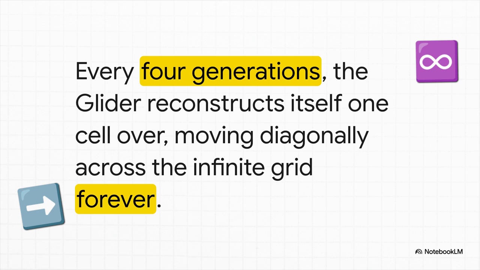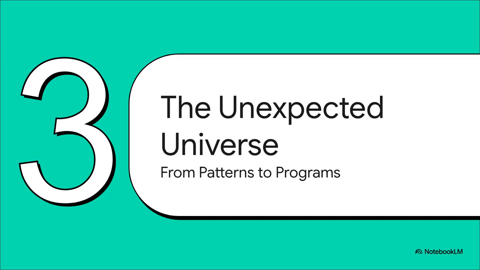It's a little packet of information that can travel across this infinite grid forever, as long as nothing gets in its way. This was a huge discovery. The moment the glider was found, it opened up a whole new universe of possibilities. I mean, if a pattern could move, what else could it do? Could it grow? Could it build things?